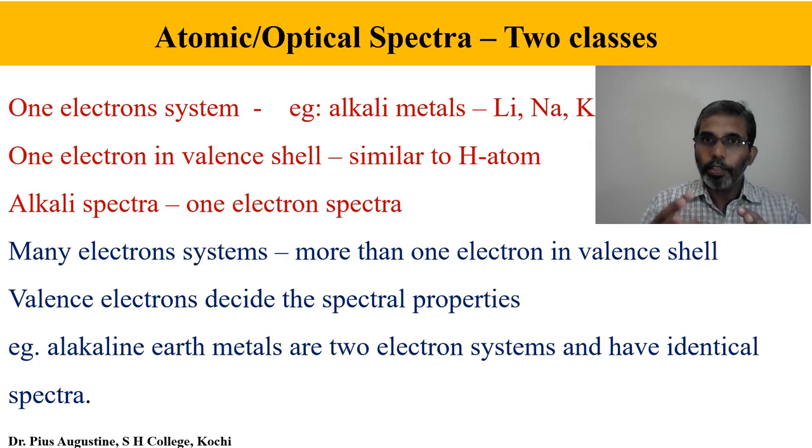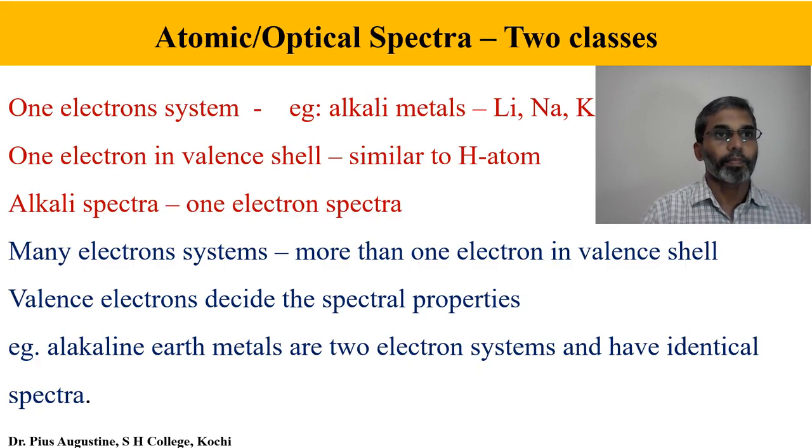Atoms, for example, all alkali metals, will have identical one electron. Alkaline earth metals all have identical two electrons in the outermost shell. So that valence electron number gives a kind of spectra, and we say that there is an identical spectra. Accordingly, we say one electron spectra or many electron spectra. So alkaline earth metals belong to the category of two electron systems and emit similar kind of spectra.